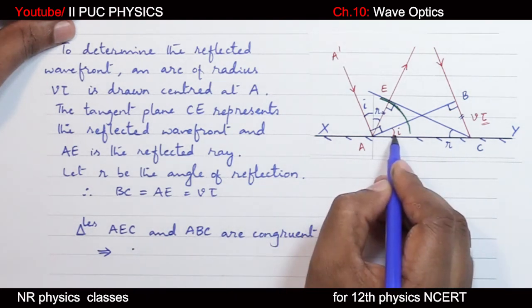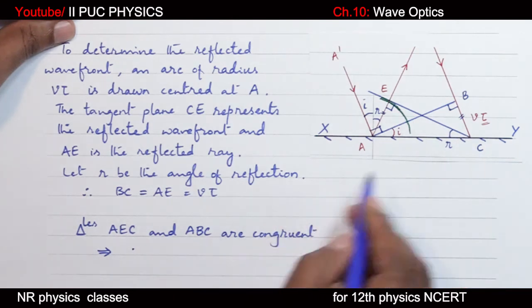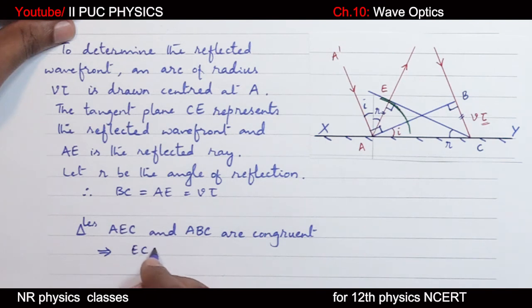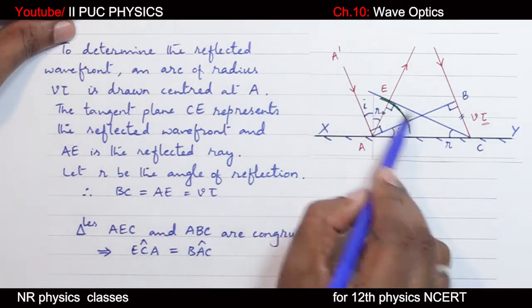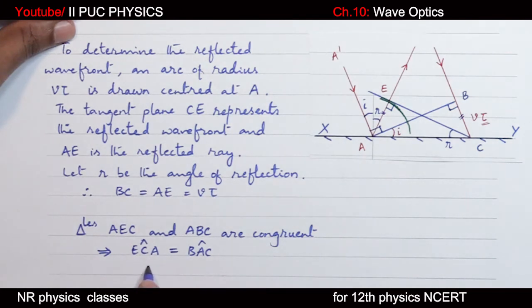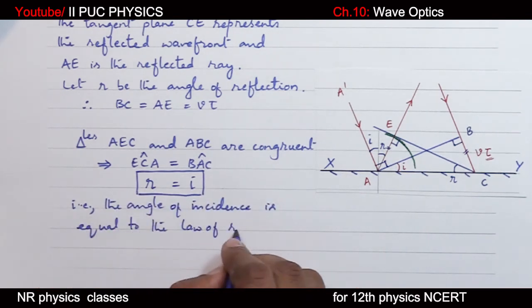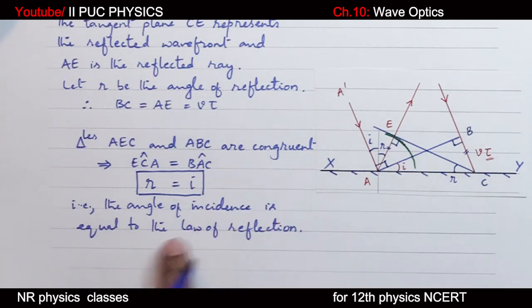This angle is BAC and this angle is ECA. So angle ECA should be equal to BAC. ECA is the angle of reflection, equal to the angle of incidence. So this is the law of reflection: angle of incidence is equal to the angle of reflection.